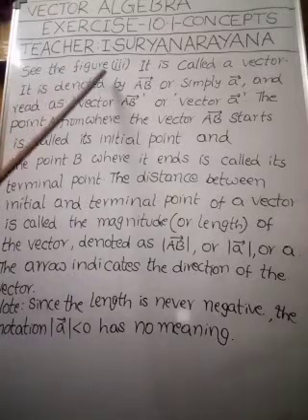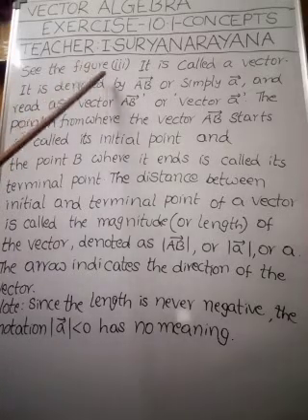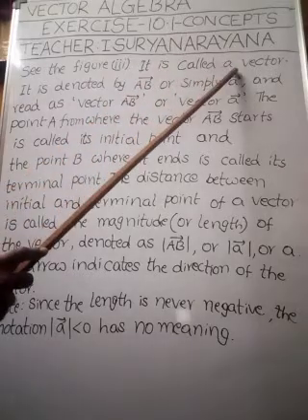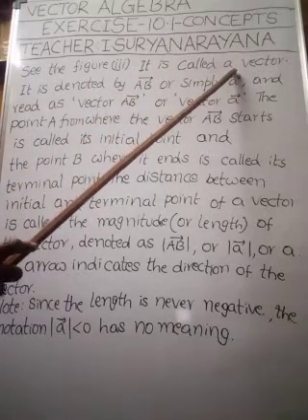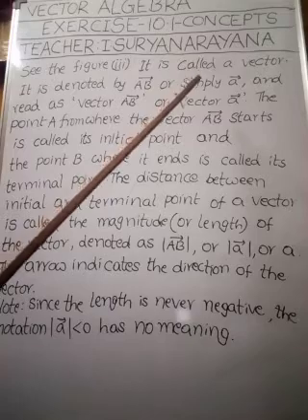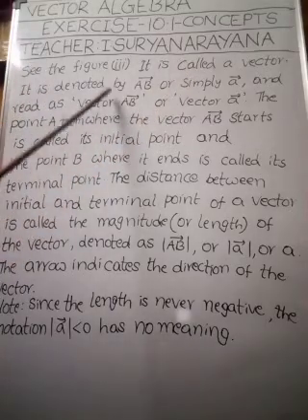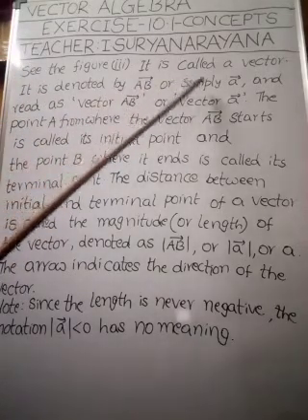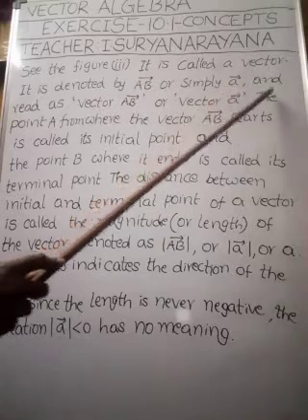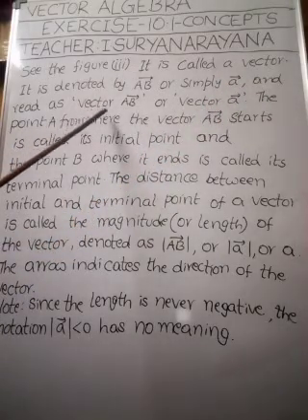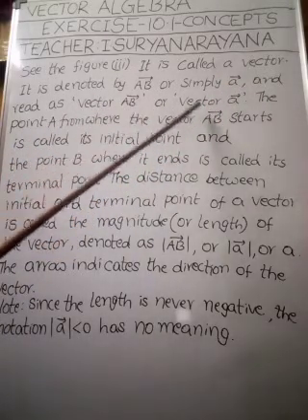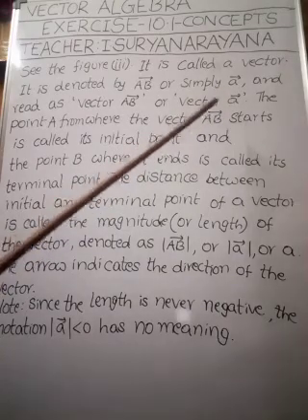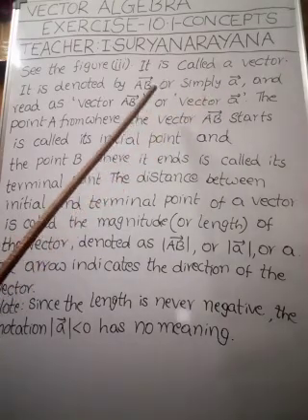See the figure 3, my children. Observe the figure 3. It is called a vector. Okay, my children, it is a geometrical representation of a vector. It is denoted by AB bar or simply A bar, and read as vector AB bar or vector A bar. Understood this point, my children? How to read a vector?